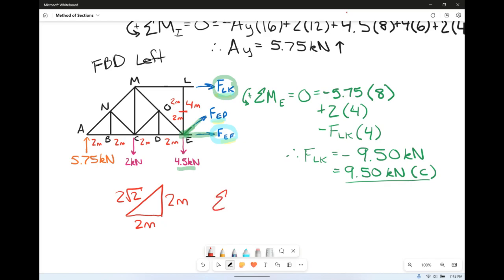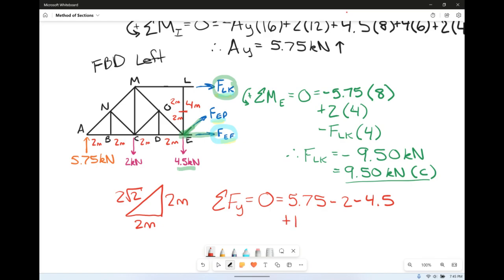So we can sum the forces in the Y direction and set it equal to 0. We have AY going up, which was 5.75 kilonewtons. We have at joint C minus 2 kilonewtons. And then at joint E, technically he's on our diagram, minus 4.5 kilonewtons. He wasn't included before because he doesn't create a moment, but he is in our diagram. He is going in the vertical direction, so we are going to include him.